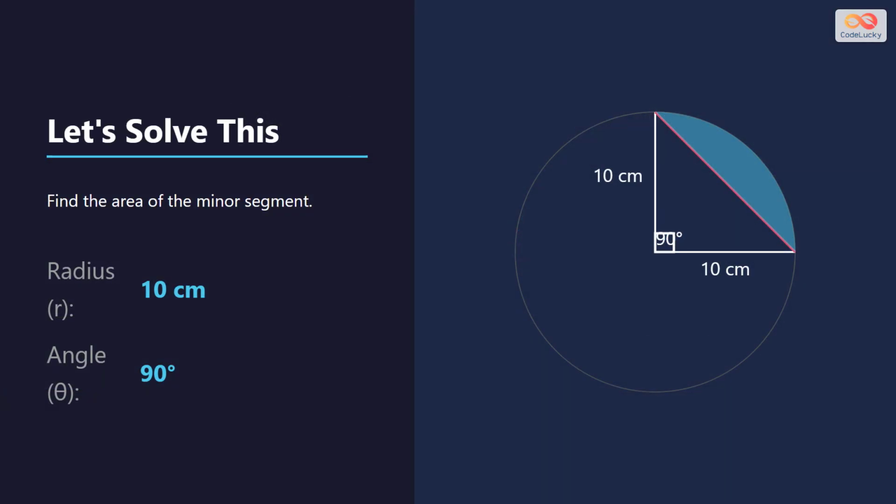Let's try a practical example. We have a circle with a radius of 10 centimeters. The central angle is 90 degrees. We need to find the area of the shaded minor segment.